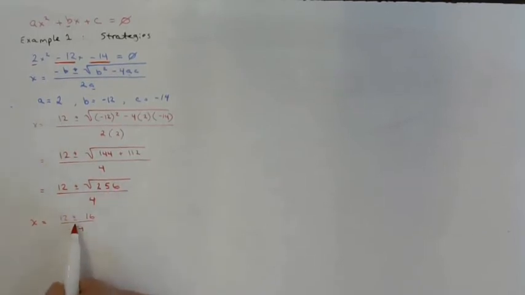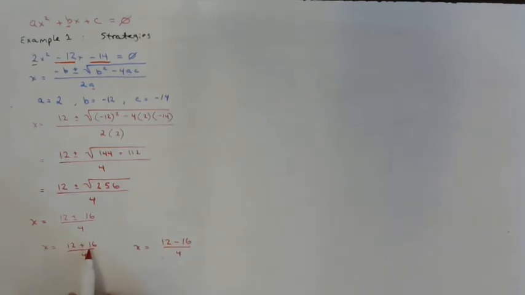Now, you have a little plus or minus symbol here. That means there are actually two values. This splits into two values: 12 plus 16 over 4 and 12 minus 16 over 4. I'm going to write those out for us.